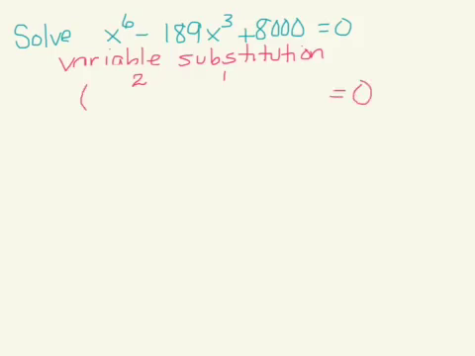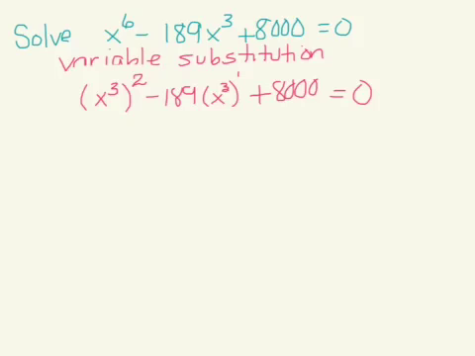So what we need to do is to rewrite this problem. Instead of being raised to the 6th power, it's basically the same: if this is x cubed raised to the 2nd power, it's still x to the 6th. And this would be 189, and here's our x cubed raised to the 1st power.